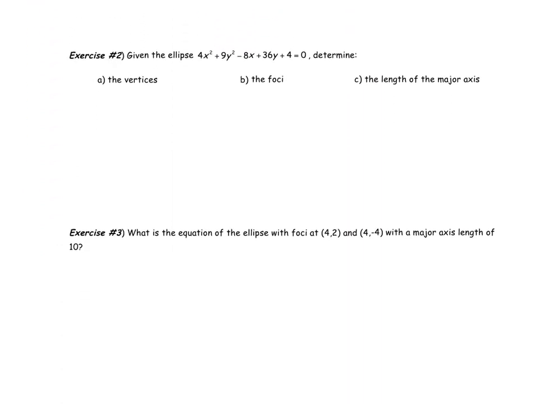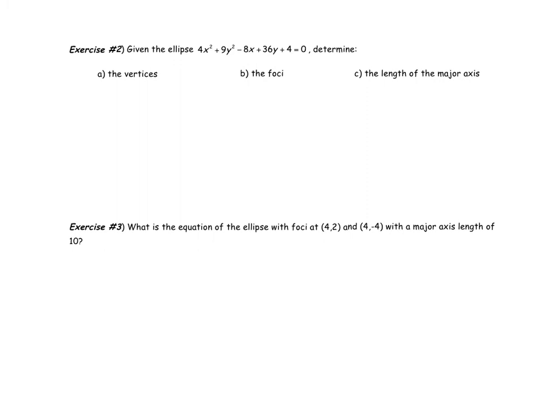So let's take a look at exercise 2. Again, I apologize for the lack of space. I should have included more, but we're going to come up with the vertices, the focus, and then the length of the major axis. Now, there's a reason why I had you practice how to complete the square, because it's leading to this moment. We're going to need to complete the square here.